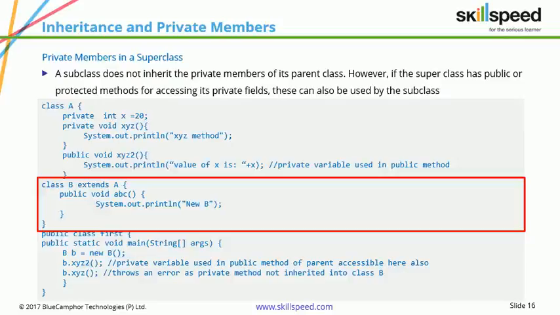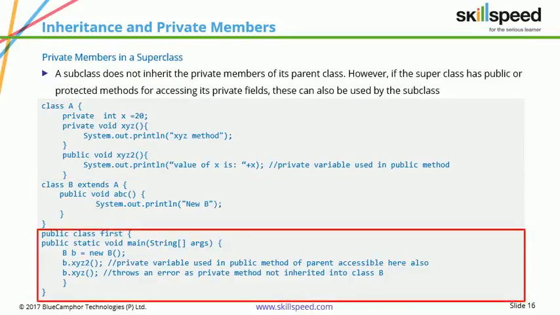Now I am inheriting class A into class B. So class B extends class A, and in the class B I am writing a public void ABC method, just printing the statement "new B". After that I have the public class First, where I am writing the public static void main, in which I am creating the instance for the class B. B equals new B, and I am calling two methods, b.xyz2 and b.xyz.